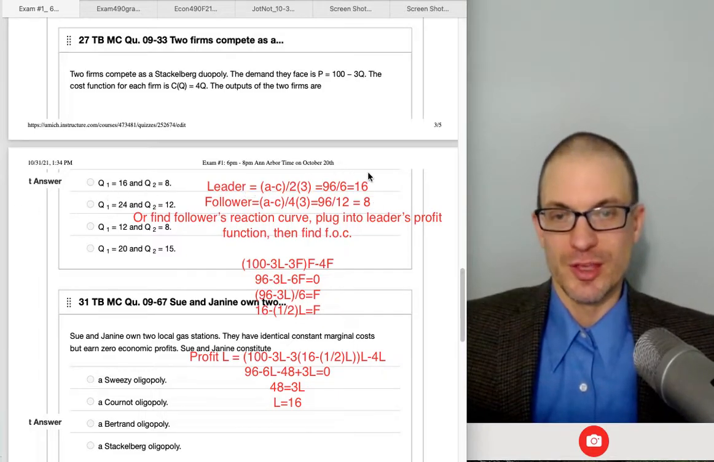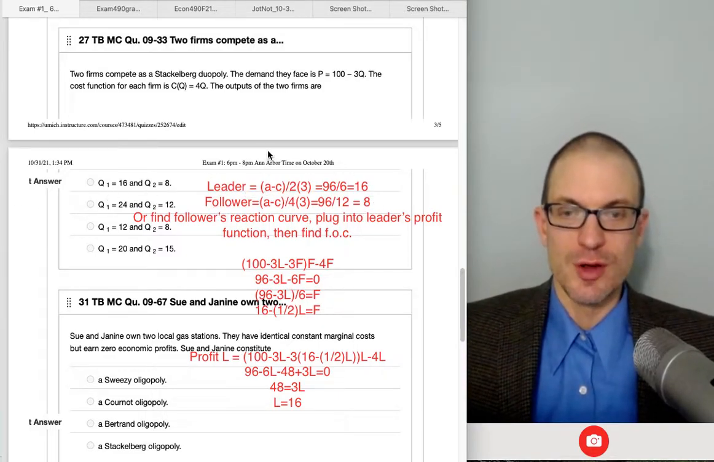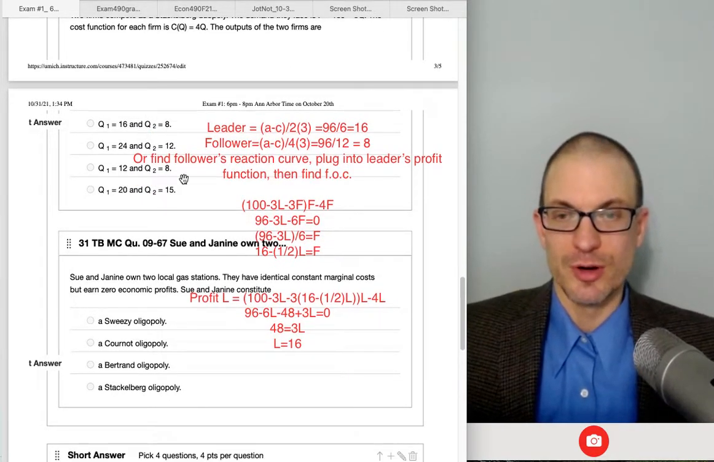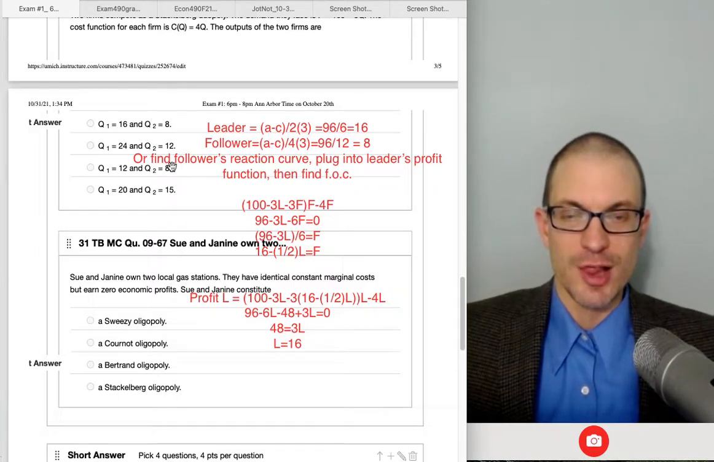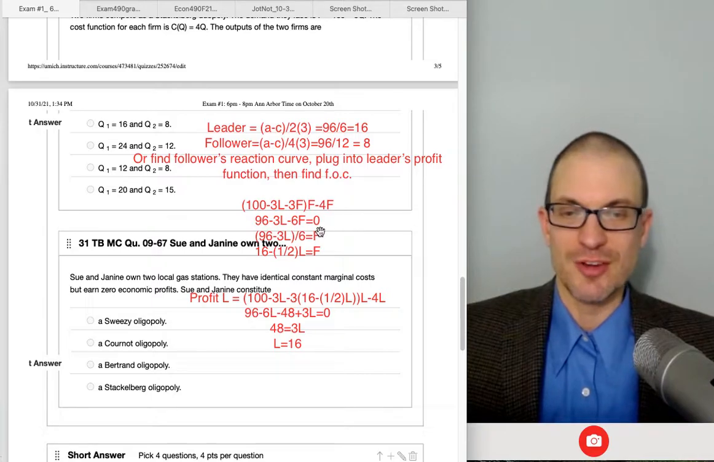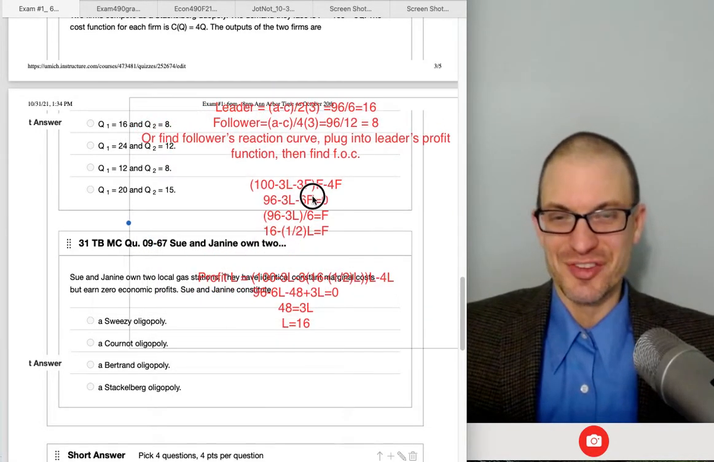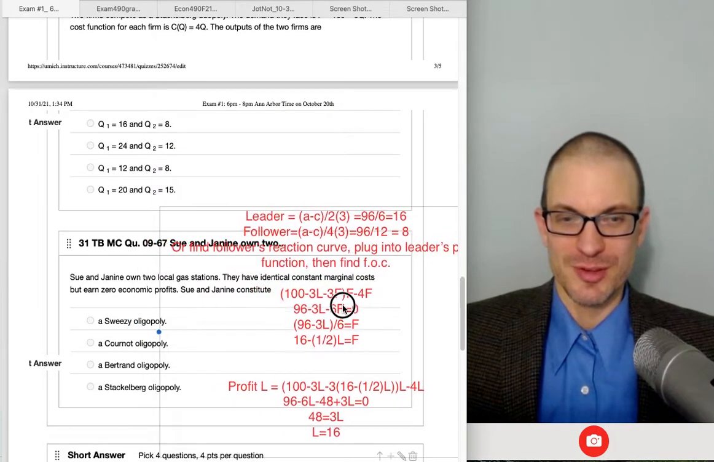Or suppose you're doing that and you're like, okay, none of these are working. What do you do? Well, you solve the problem the long way, which is kind of just the right way to do Stackelberg. To do this, we want to find the follower's reaction curve, plug it into the leader's profit, and then find the first order condition. It's actually not that bad. It looks kind of terrible the way that I've written this out here because it's not fitting on the screen so well.